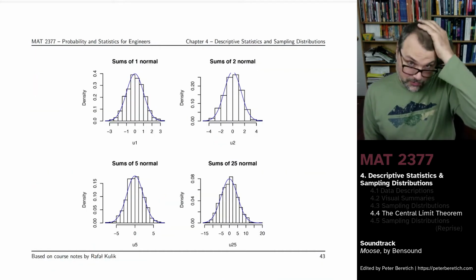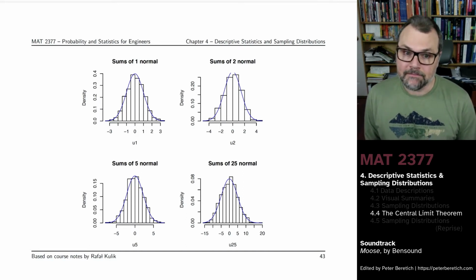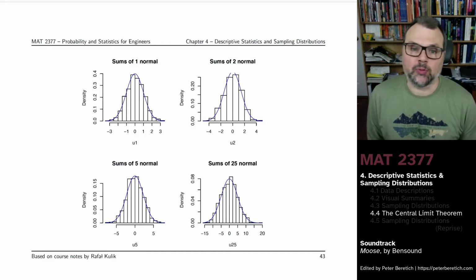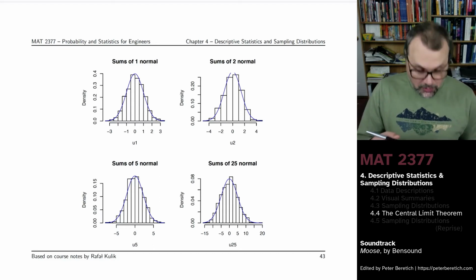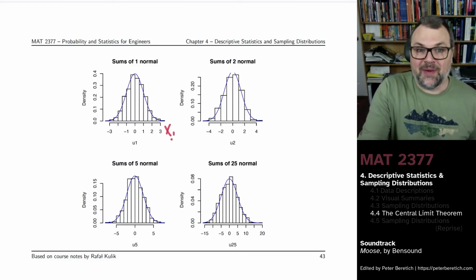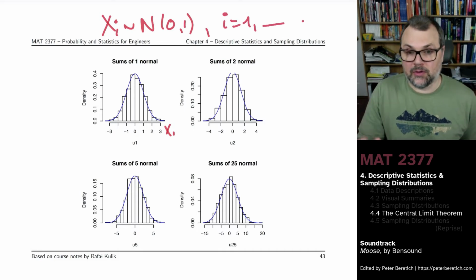Here's an example. I am here plotting the histogram of the sum of one normal. So basically what I've done is I just generated values from a normal distribution. Here, a standard normal distribution. Great. These are just a bunch of x1s. Throughout, all of my xi's are going to be standard normal distribution here, where i goes from 1 to, well, anything you want.